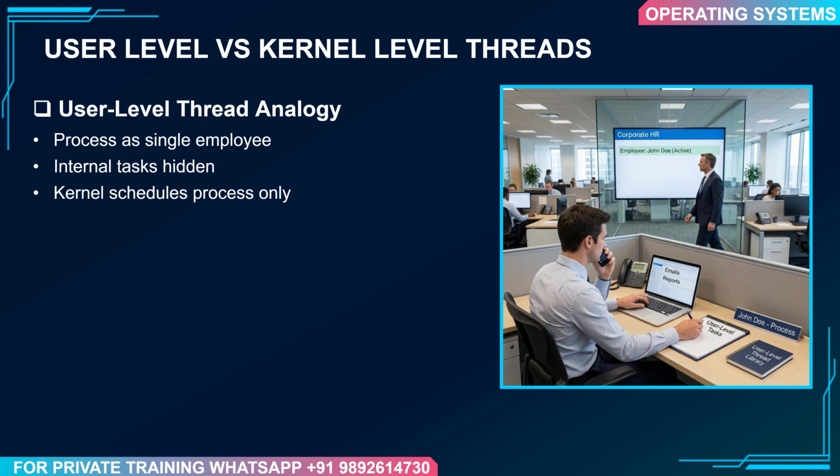To make this easier to imagine, think of a process as a single employee registered in a company database. The company management, which represents the operating system, only knows about that one employee. Inside the office, however, that employee may split their work into multiple personal tasks like answering emails, writing reports, and attending calls. The company management does not track those tasks individually. In the same way, the kernel schedules the process as a whole, while the user level thread library decides which thread inside the process runs next.